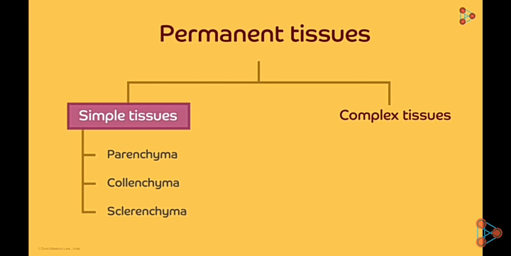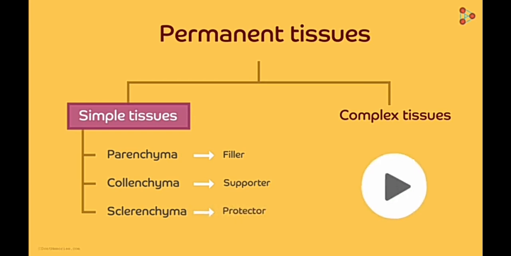If you must know in one word what each of these tissues do, let us see what they can be called otherwise. Parenchyma can be called a filler tissue. Collenchyma is a supporter, while sclerenchyma is a protector tissue. We will look at each of these tissues in detail in our coming videos. Stay tuned.